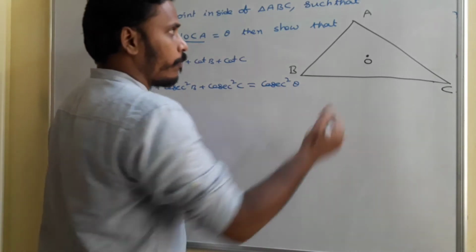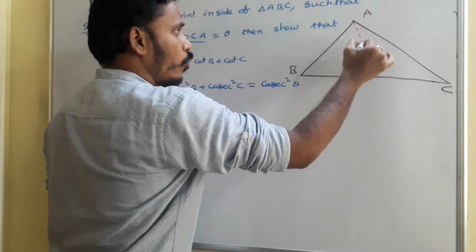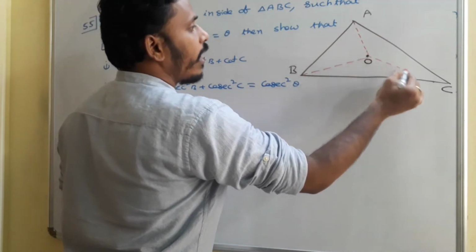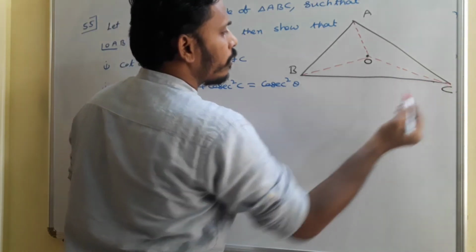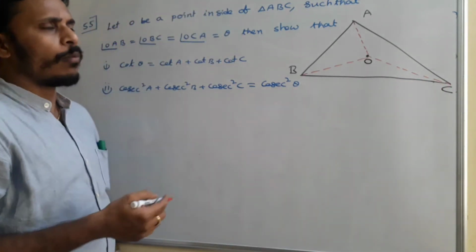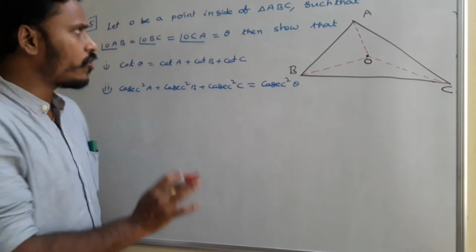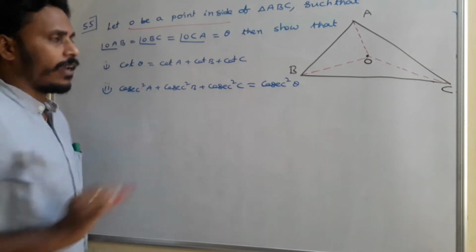Just have a look. You just join O to A. O is any interior point. There are many points in the interior of the triangle, and O is one such point. As per the requirement, you may take O sometimes as the centroid, incenter, like that, everything. But initially, O is a point inside the triangle.